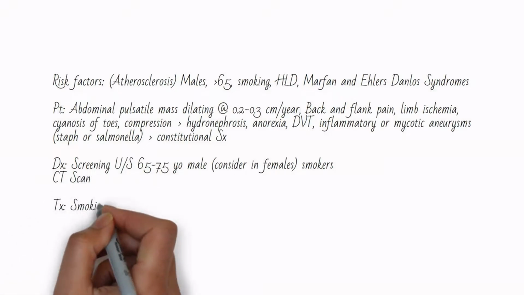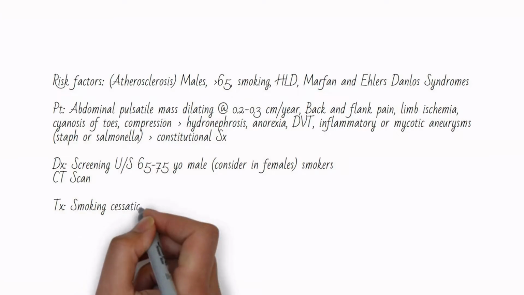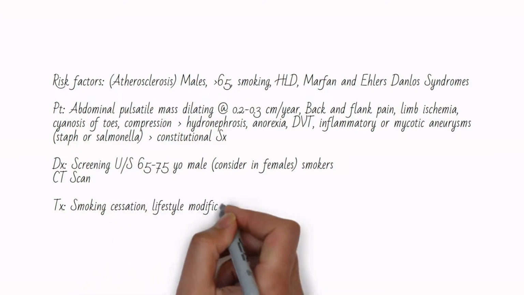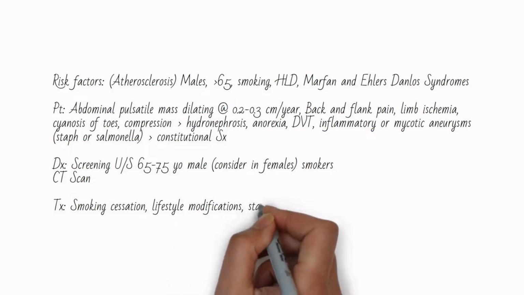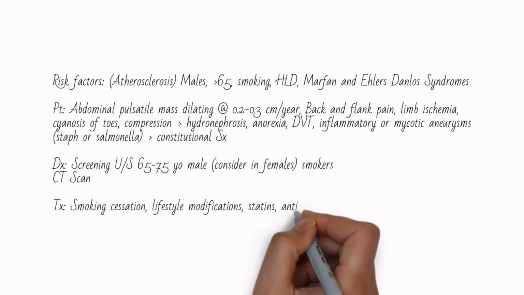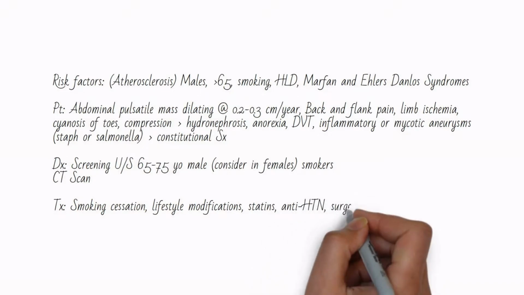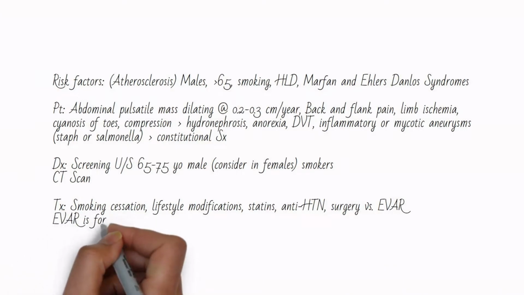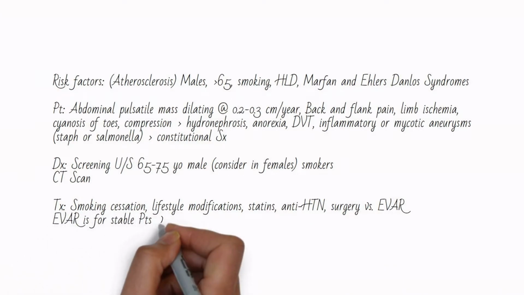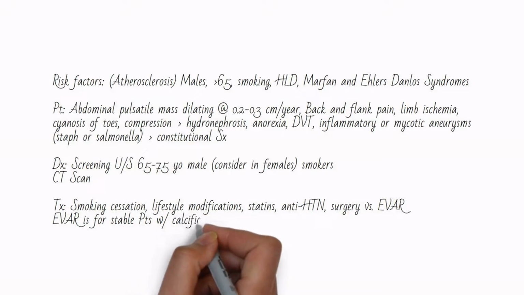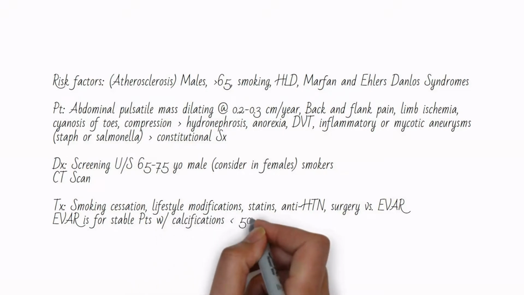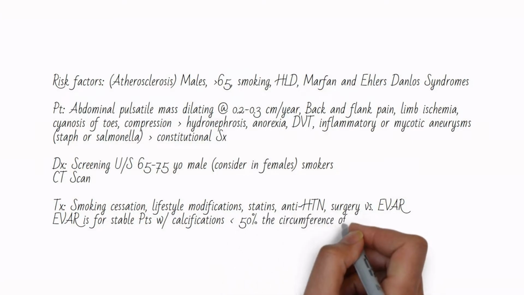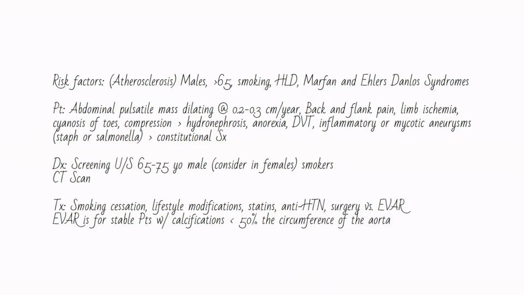In general, EVAR is for stable patients who have no calcifications or calcifications of less than 50% of the circumference of the aorta. Surgery is for emergencies when the aorta ruptures or is actively dissecting. Dissection is the intima tearing off of the media, which can lead to tearing, back pain, and eventually rupture. This usually occurs at the weakest point in the vessel wall, which is at the depth of the vasa vasorum, which is actually inside of the tunica media. Essentially, the intima and a small amount of media dissect from the rest of the media.